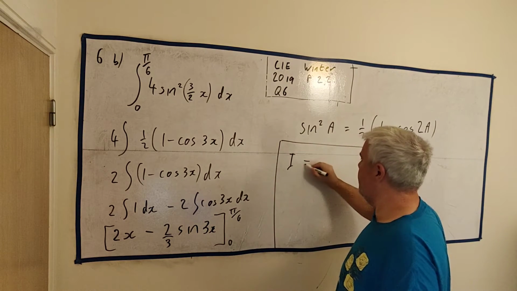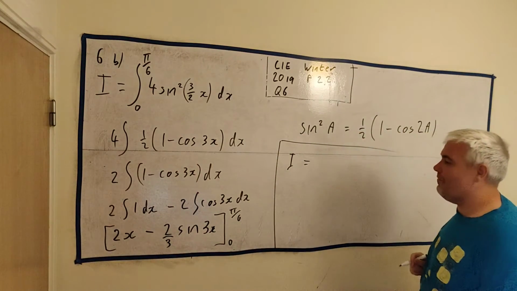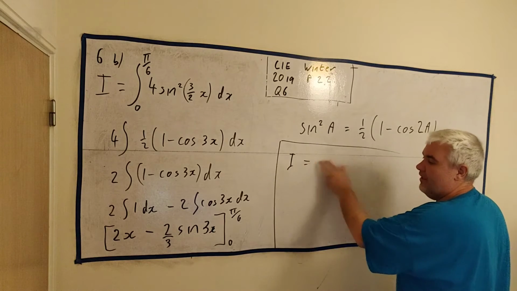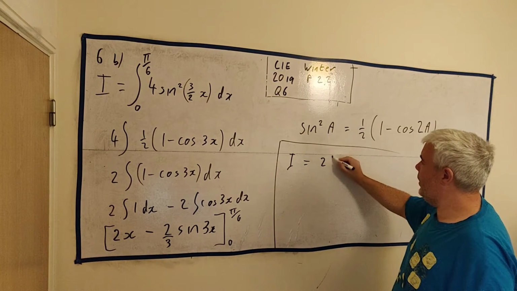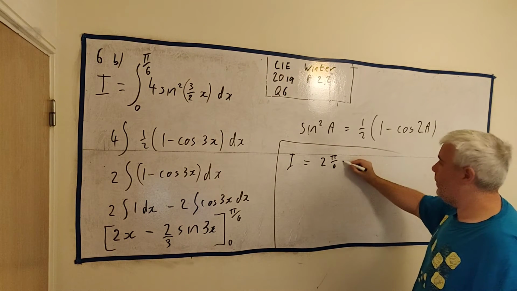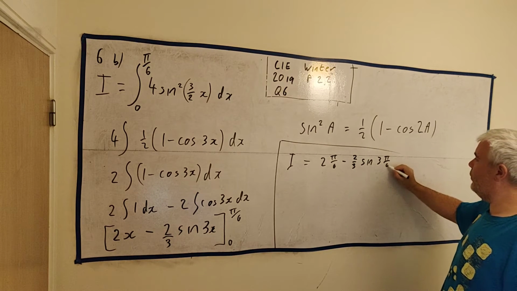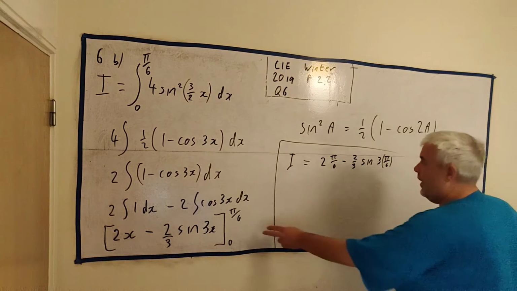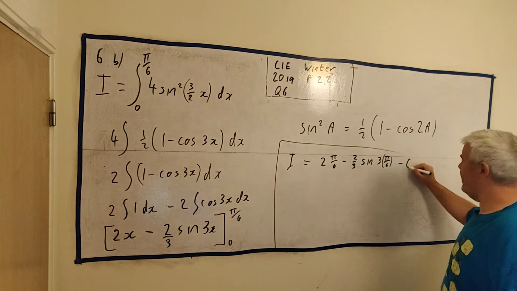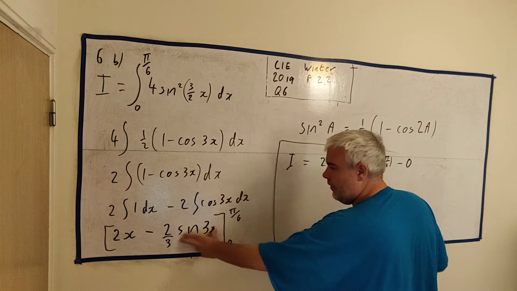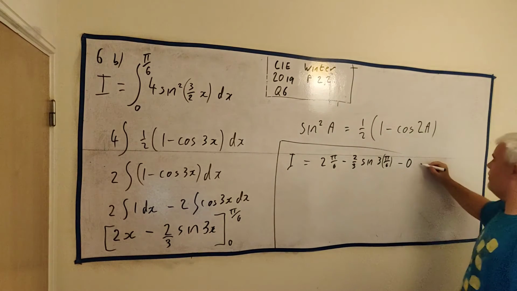Let's call this whole thing I, just to make it a little clearer what I'm writing. This line here is I still. Let's fill these numbers in. Pi over 6, so that's 2 times pi over 6, minus 2 over 3 sine 3 times pi over 6. Then minus, we put a 0 in, that's 0, so minus 0. If we put a 0 in here, sine of 0 again is 0, so minus minus, so plus 0.